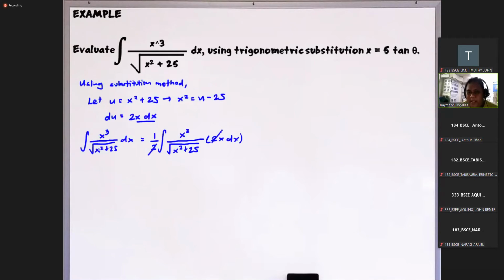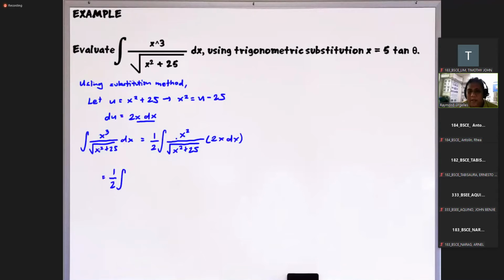Pag kinancel natin yan, balik lang tayo sa original equation. Yun yung multiply-divide, yung para nag-multiply ka lang ng 1. Kung ano yung minultiply mo, yun din yung idi-divide mo. Sa additive inverse naman, kung ano yung ia-add mo, yun din yung isusubtract mo. Then by substitution method, this will be equal to 1/2.